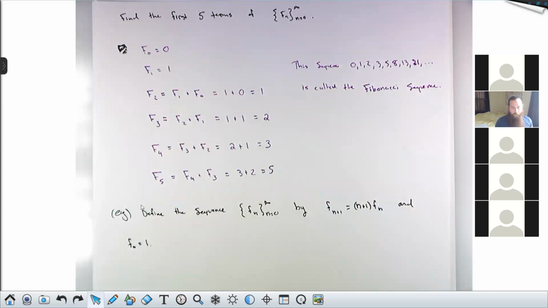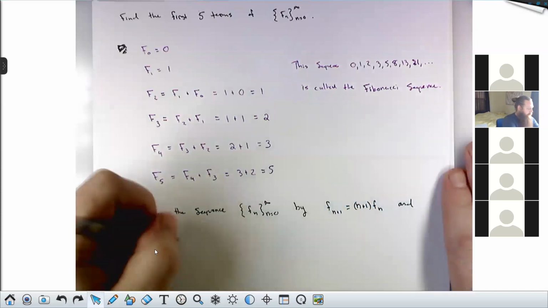All right, next example. We're going to define the sequence fn by the rule fn plus 1. Yes, absolutely, you can definitely call it f sub 1. I think that's what a lot of folks would prefer, or just f1, f2. But if you want to say the sub, that's fine also, because it's a subscript. By the rule, fn plus 1 or f sub n plus 1 is equal to n plus 1 times fn. And the initial condition or initial value is that f0 or f sub 0 is 1.